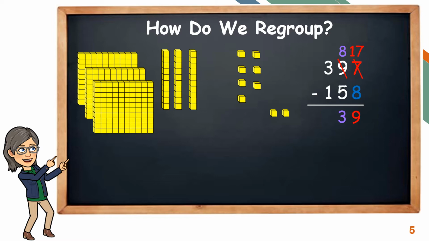We simply remove 100 block from 300s blocks in our model with a red line. Once the 100 block is removed, we can see that we have 200 blocks left in our model. Look again at the subtraction problem. We recorded 2 in the hundreds place at the bottom of the hundreds column because 300s minus 100 equals 200s.